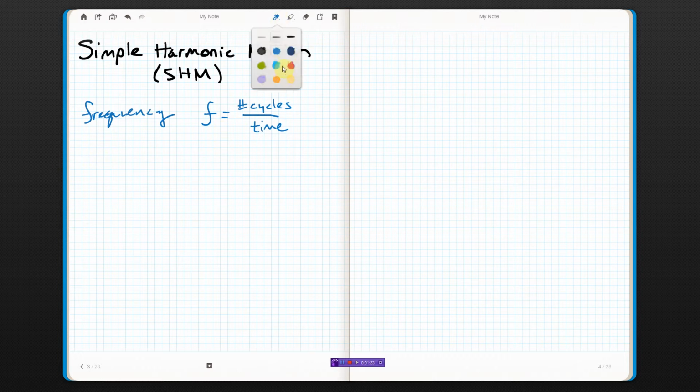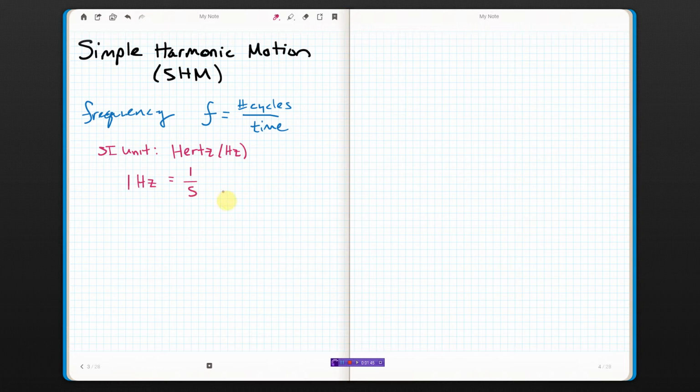I'm going to color code these things. The standard international unit is called a hertz, or Hz for short, and 1 hertz is basically 1 cycle per second. So what you end up with is 1 over seconds, or sometimes we'll write that like this. So these are the same things.